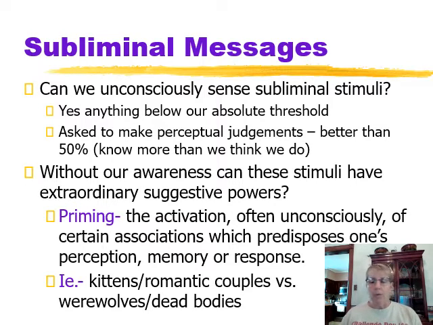So they would flash the kittens and romantic couples first, or the werewolves and dead bodies. Then they would follow that up with a second photo, which they would show and ask the person to rate on a scale of 1 to 10. What they found was when kittens and romantic couples were flashed first, the people would rate the follow-up photo much, much higher, giving it a much more positive rating.